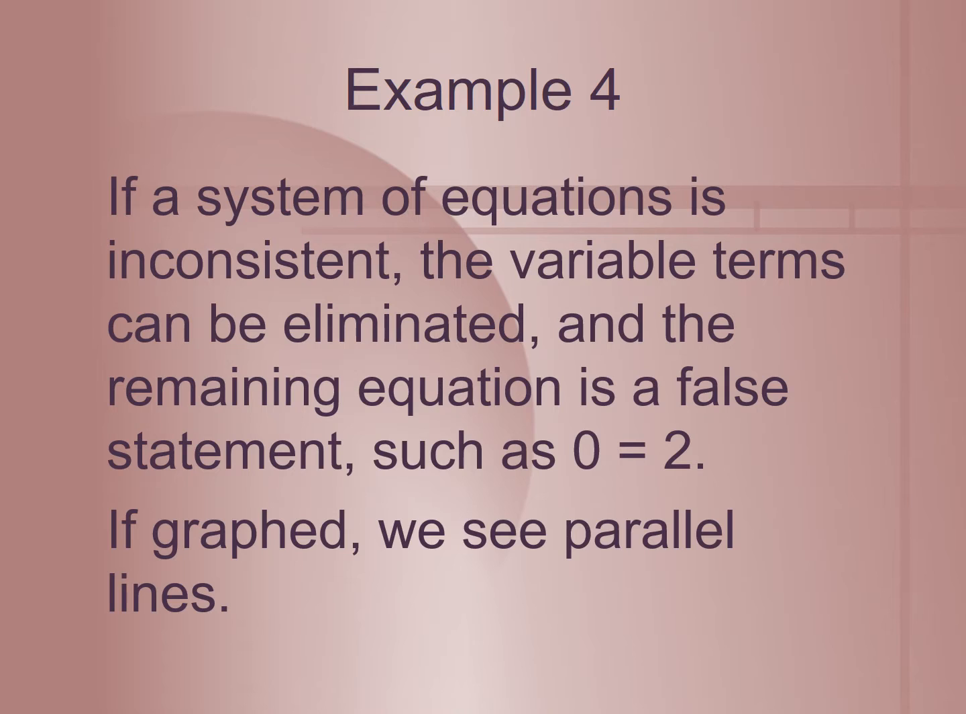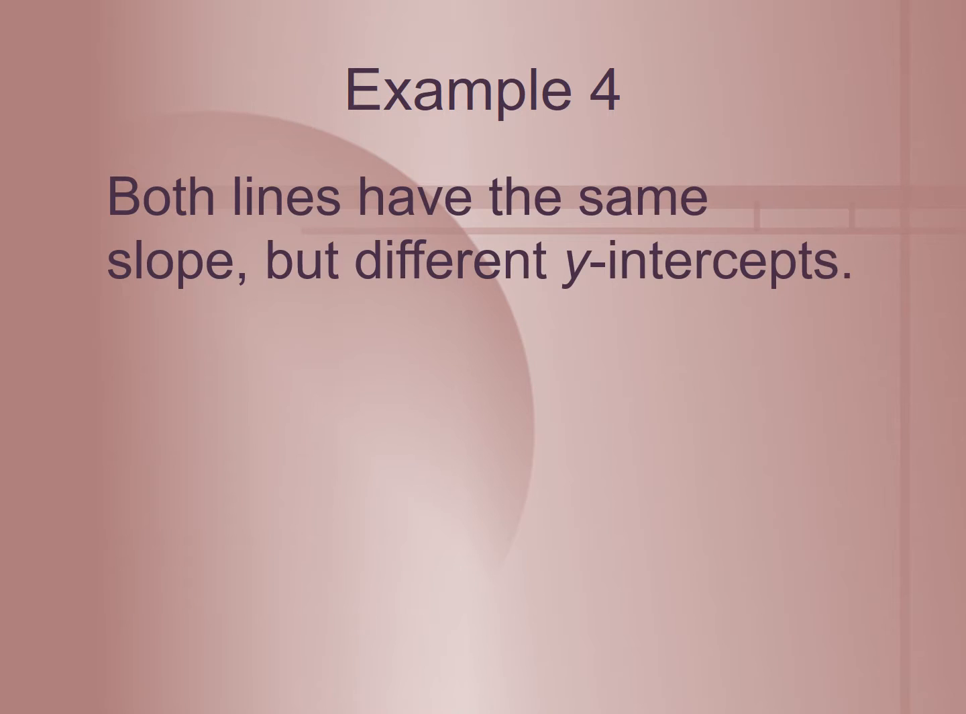If you were to graph those two lines, x plus y equals 7 and x plus y equals 5, you would see that they're actually parallel lines. Again, if you can see that they're parallel lines, then you know that they're going to be inconsistent and there will be no solution. So both lines have the same slope, but different y-intercepts.